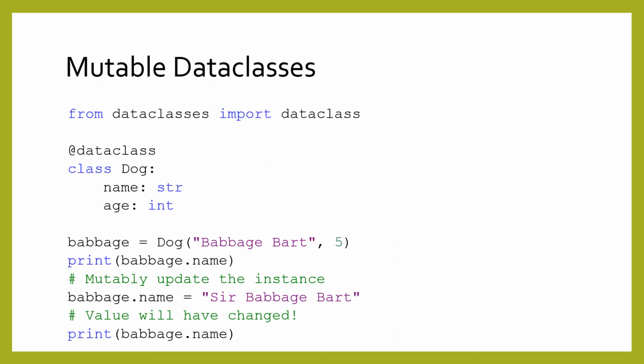Data classes can also be mutated. Anytime you assign to an instance's field, you are modifying the instance. In the example shown, we create an instance of a dog data class and then later update its name field. Afterwards, the name field has a different value. In this way, you can also see how fields are similar to variables.